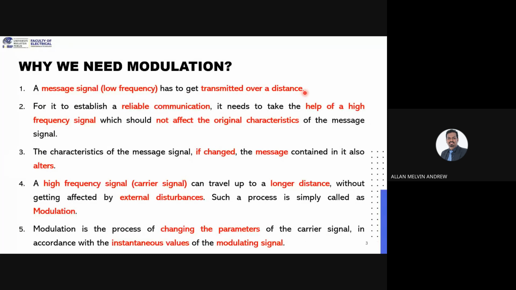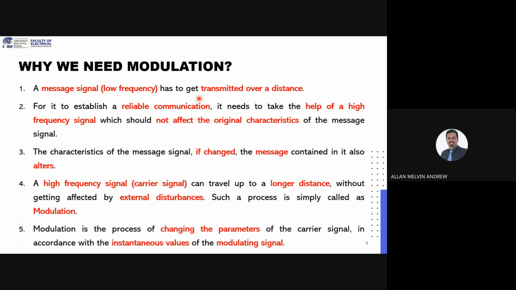If you look at today, we are using WhatsApp call. We can call different continents. We can call the UK, we can call the US, which is thousands of kilometers away. So we want the message to be conveyed over a distance to establish a reliable communication. Reliable communication means that if you are sending A, the receiver must receive A. That is what we call reliable communication. We cannot send A and have the receiver receive Z. That is not a reliable communication.